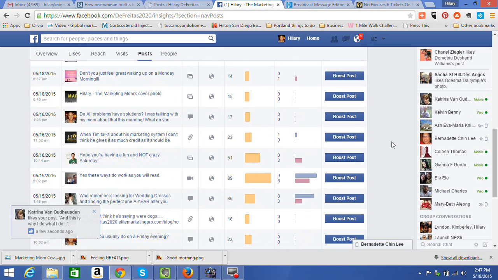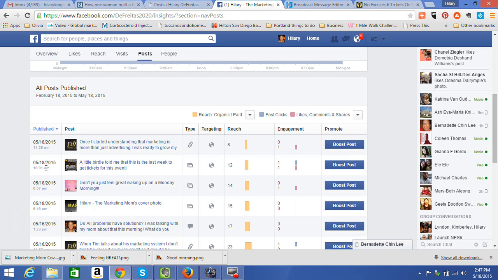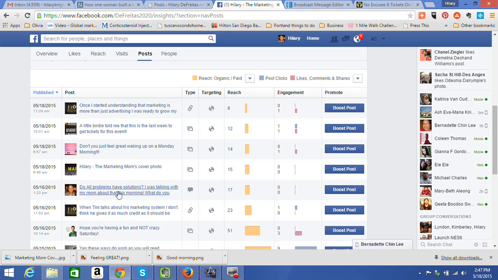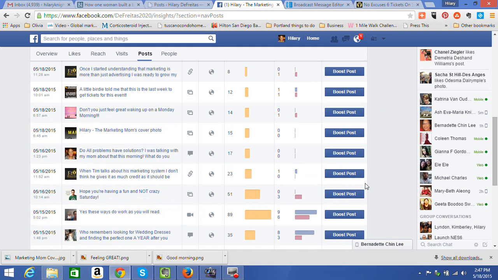Here's where it gets interesting, because now you could actually look at every post that you've posted to your fan page, and look at the type it's targeting, and get stats on the reach, the engagement, and then make a decision whether you want to boost that post or not.